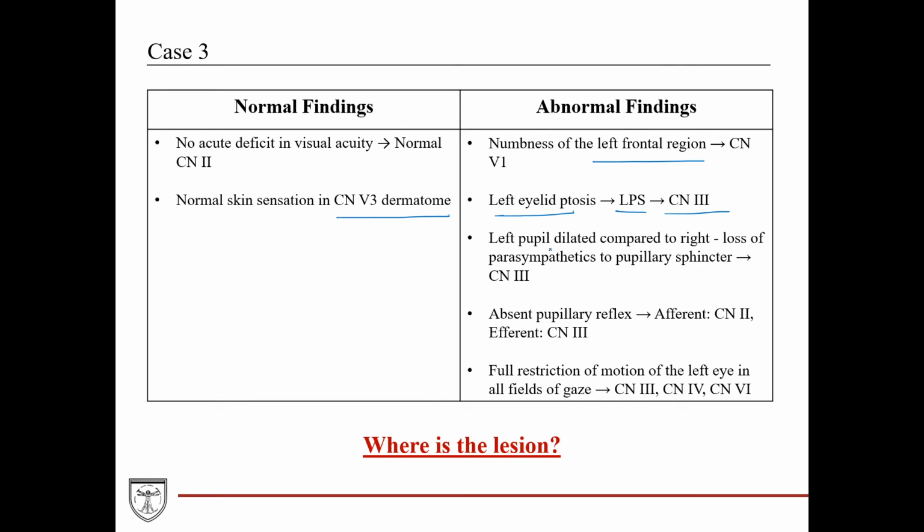His left pupil is dilated compared to the right, so he's got loss of the parasympathetics to the pupillary sphincter. And then likely here, this absent pupillary reflex is due to cranial nerve 3, not cranial nerve 2, because his vision is intact. So again, we're seeing a recurrent theme here. And then lastly here, he's got full restriction of cranial nerves 3, 4, and 6.